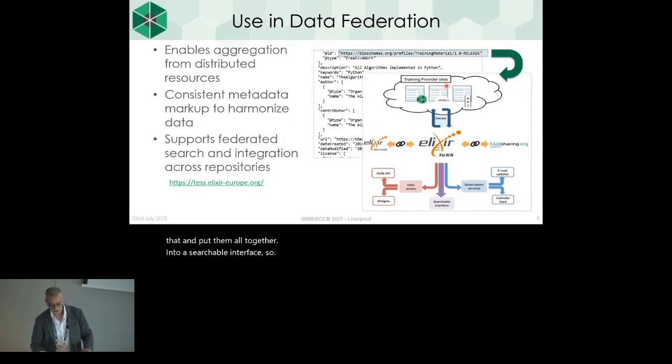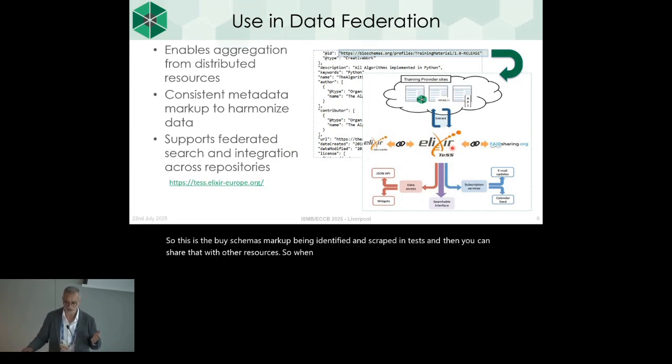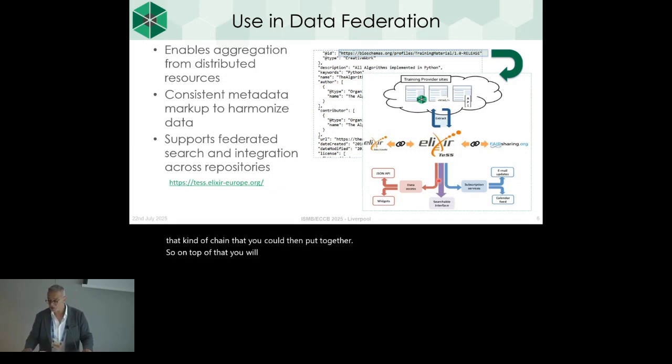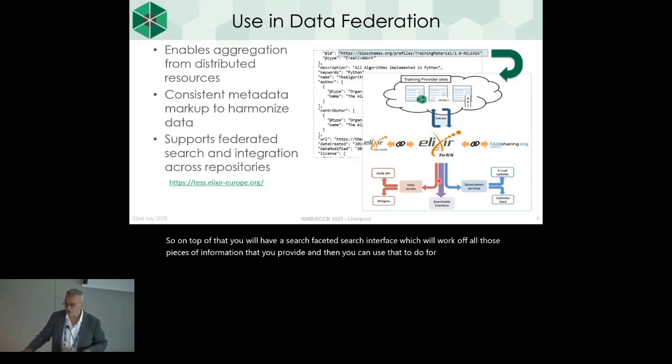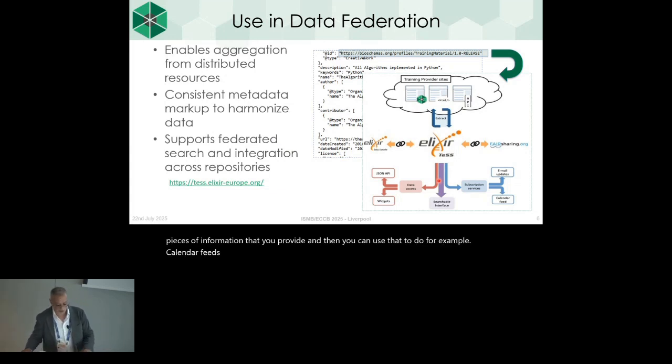So this is the Bioschemas markup being identified and scraped in TESS, and then you can share that with other resources. When you use something like Bioschemas or any other kind of schemas like that, you effectively have a contract of what to expect, if you're trying to build services on top of that. You know exactly what to expect, and you know what you need to provide to make use of that kind of chain that you could then put together. On top of that, you have a faceted search interface, which will work off all those pieces of information that you provide. And then you can use that to do, for example, calendar feeds or email alerts and things like that.